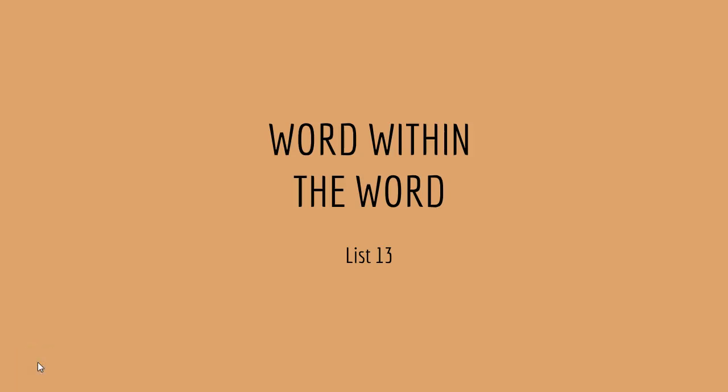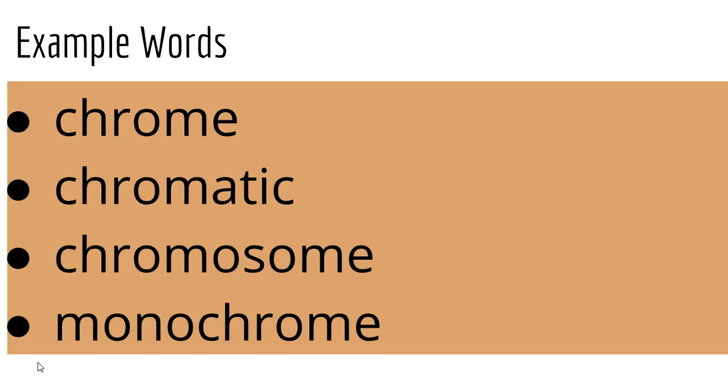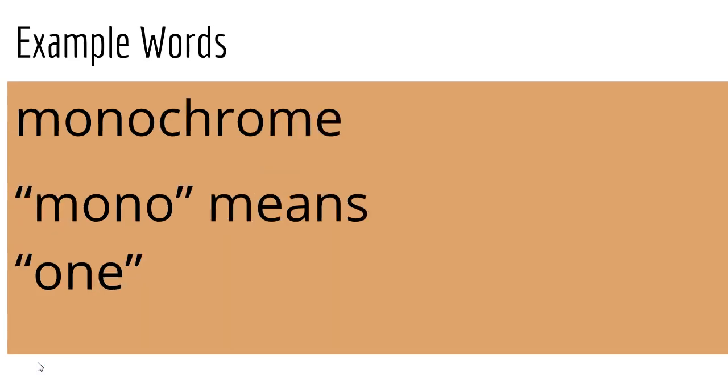Let's take a look at our stems for Word Within the Word, list 13. The first one we have is chrome. Chrome means color. This is where we get our words like chrome, chromatic, chromosome, which you'll probably have heard in science, and monochrome. Monochrome is the one we're going to talk about.